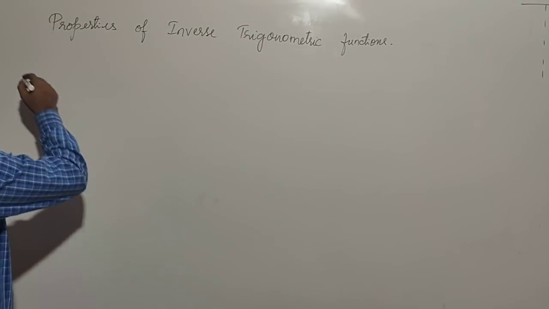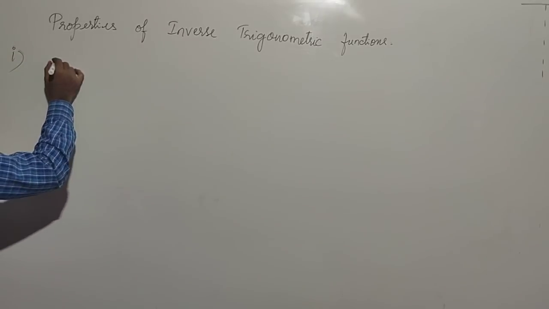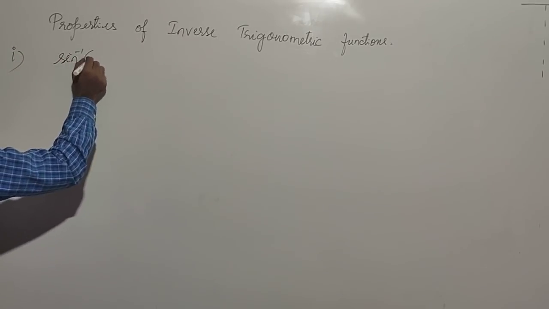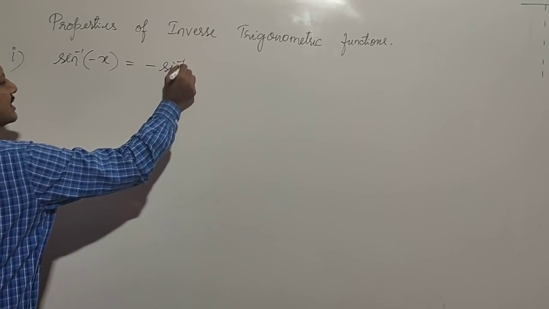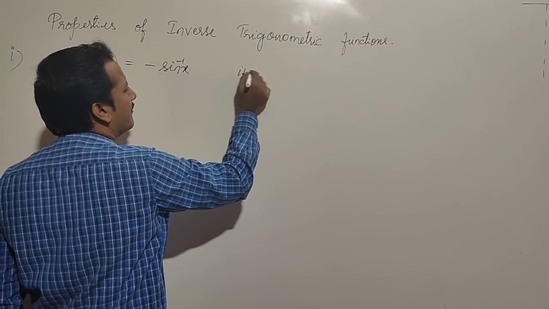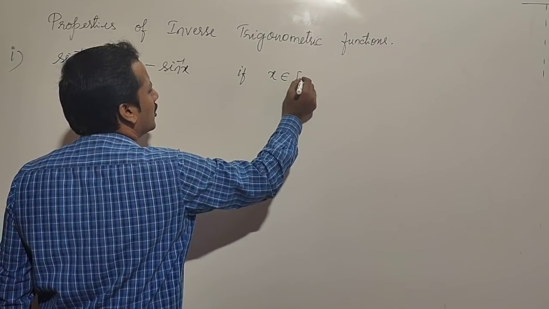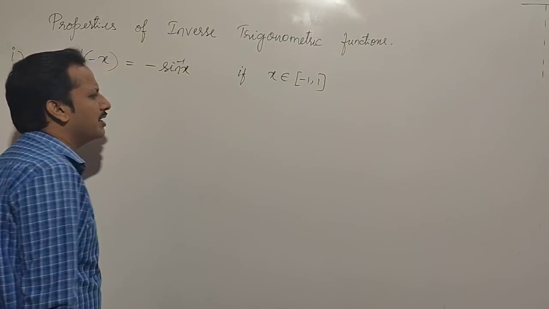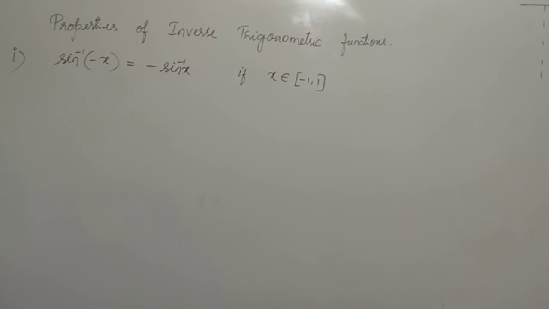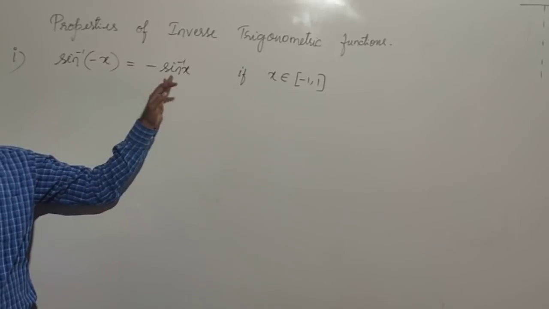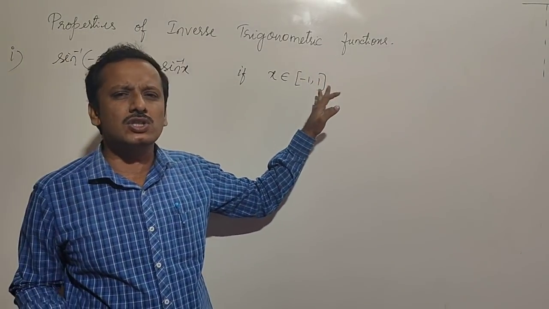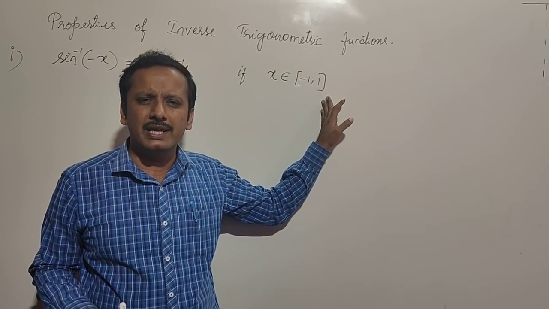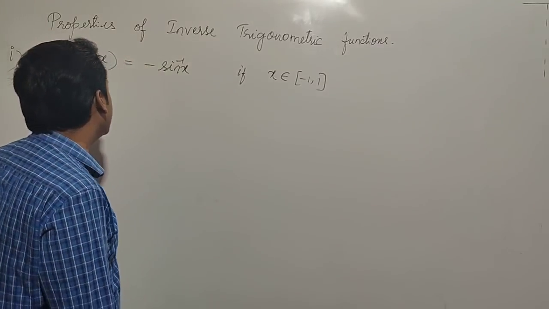In the next set of properties, the first one is sine inverse of minus x is equal to minus sine inverse x if x belongs to the closed interval minus 1 to 1. Okay, let me prove this result. This result I have to prove now.